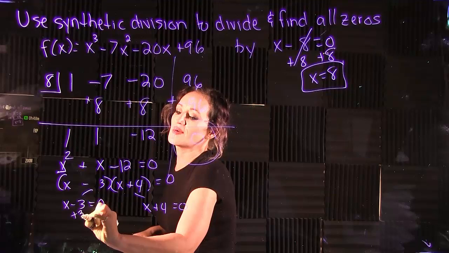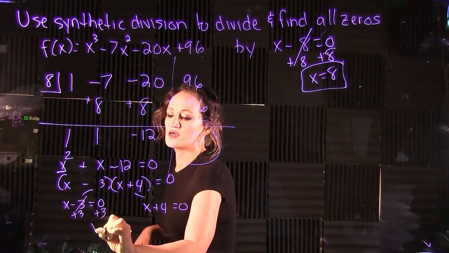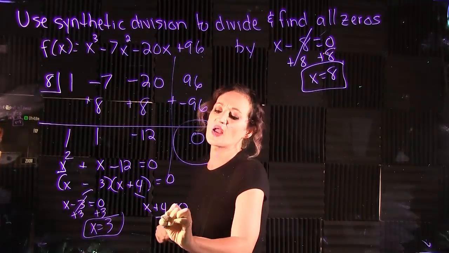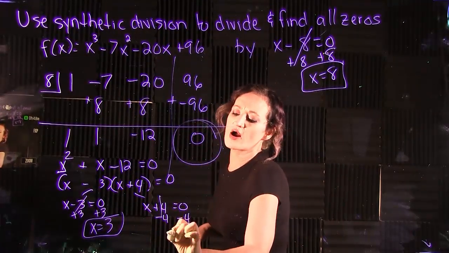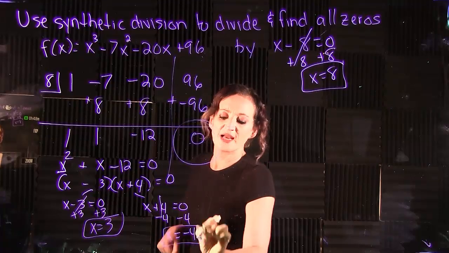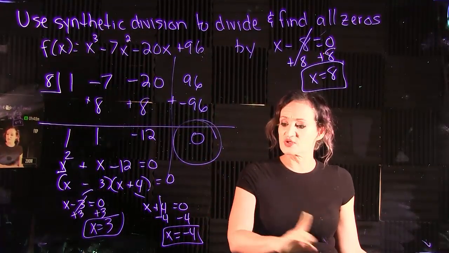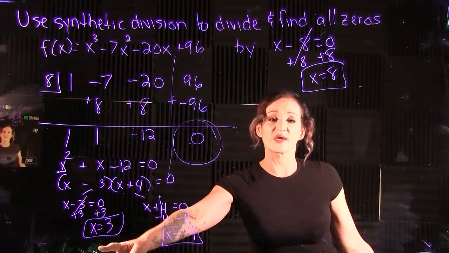So when we add 3 to the other side here, we get that x is equal to 3 for our second solution. And when we subtract 4 on each side here, we get x is equal to negative 4 for our third solution. So x is equal to a negative 4, a positive 3, and a positive 8.